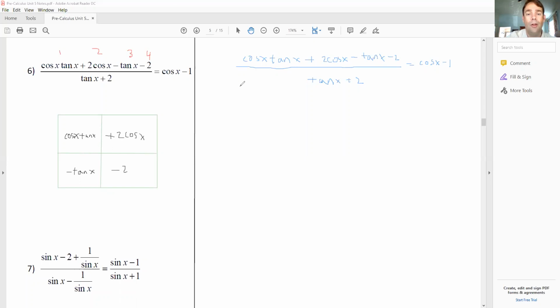And now I'm looking for my greatest common factors. So let's see here, cosine x, tangent x, they look like they have a cosine x in common. Tan x, negative 2, that's nothing in common, so they get a negative 1. I have a tangent of x up here, and a positive 2. So that means the numerator is going to factor to cosine x minus 1 and tan x plus 2.